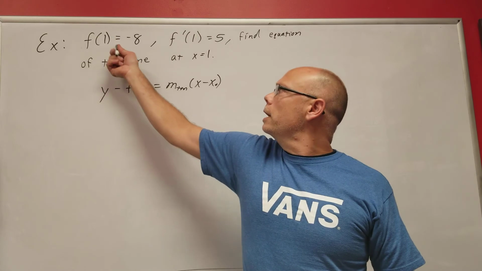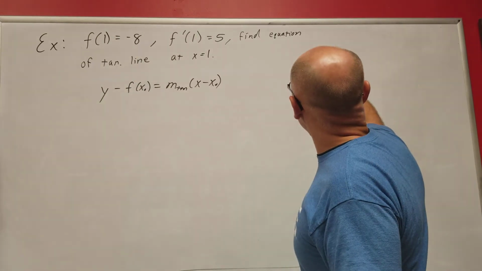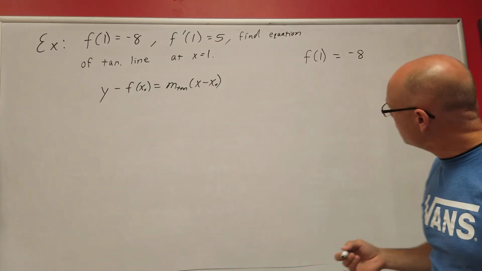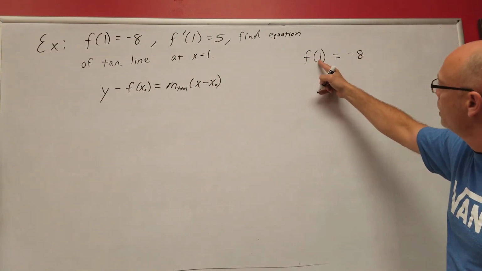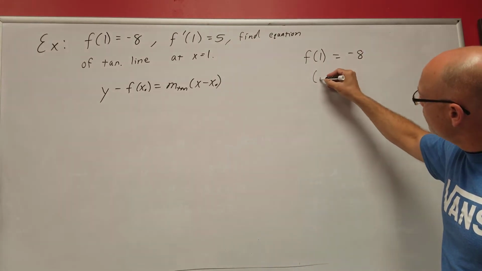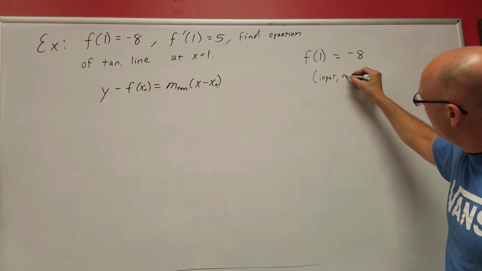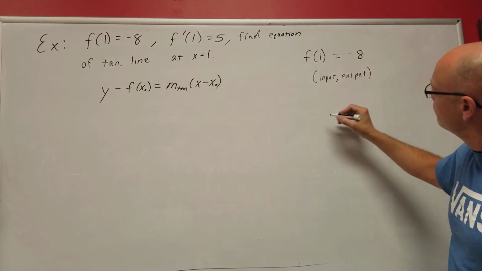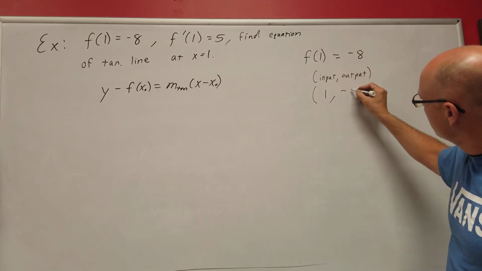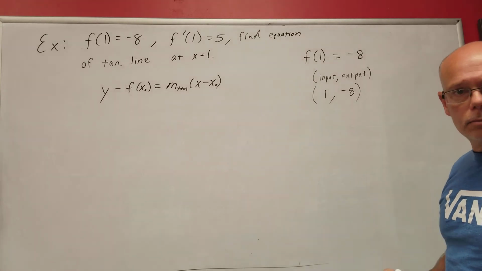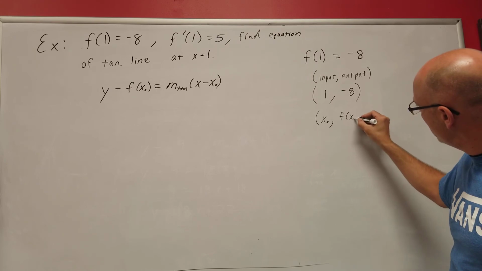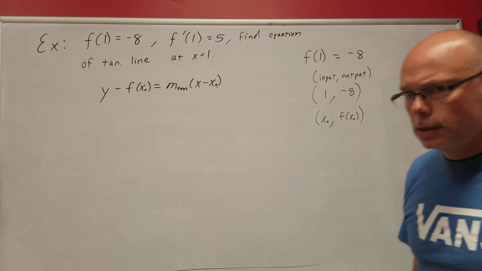What does this mean right here? What does f of 1 equal to negative 8 mean? Well, one interpretation of this is if I input 1 into my function, I get an output of negative 8. And don't you have ordered pairs that look like this? Input, comma, output. So if 1 is my input, I get an output of negative 8, right? So basically what that's saying is I have x sub 0, f at x sub 0.